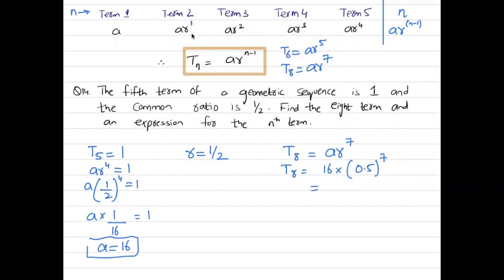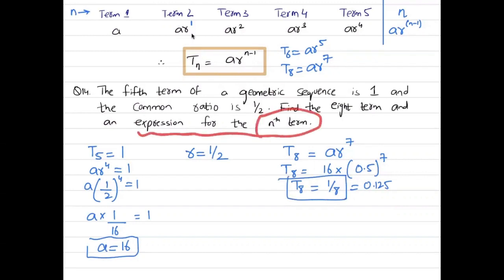Guys, what is 16 times 0.5 to the power of 7? So the answer is 0.125, which is 1 upon 8. Or 0.125. So the first term is 1 upon 8. Oh, sorry, the 8th term is 1 upon 8. Now the question says find an expression for the nth term.